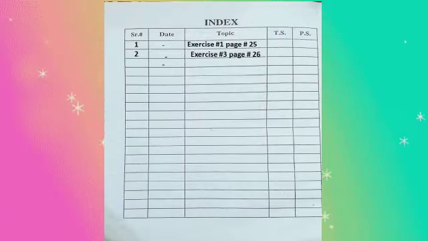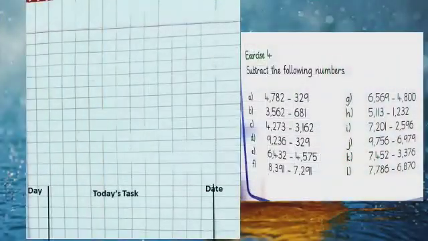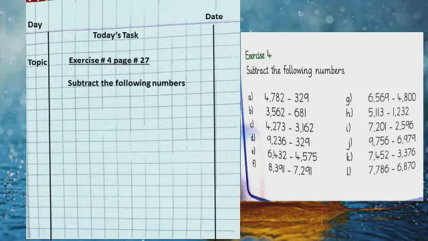Now open your math notebook. First write index. In the serial number box write 3. Next write date, and next write topic. Today our topic is exercise number 4, page number 27. On the next page, first draw a margin line, write day, date and today's task. Next, write topic, exercise number 4, page number 27. Subtract the following numbers.